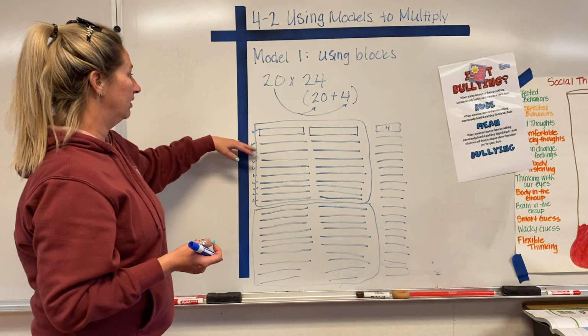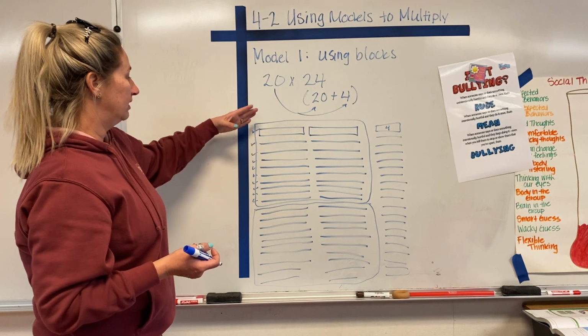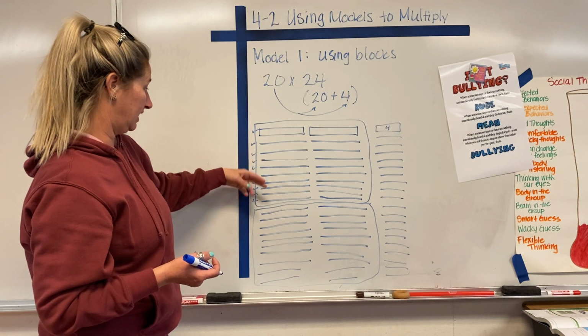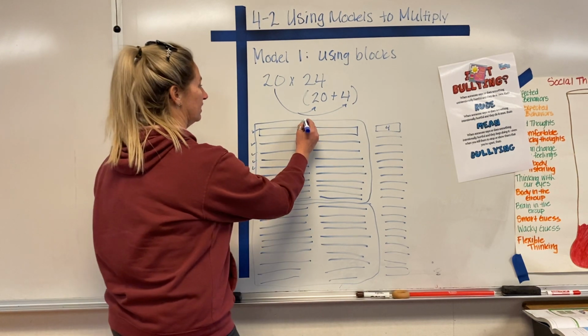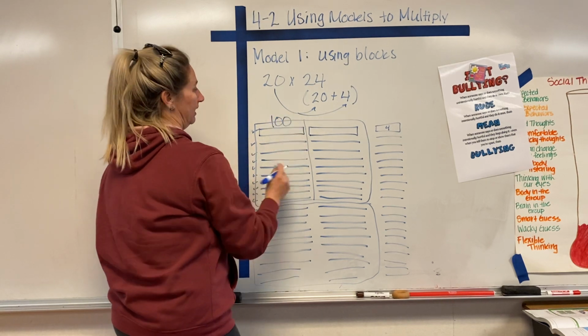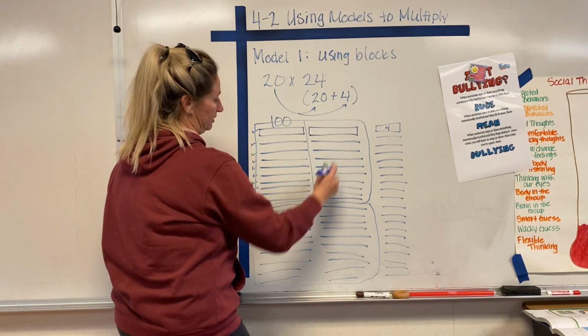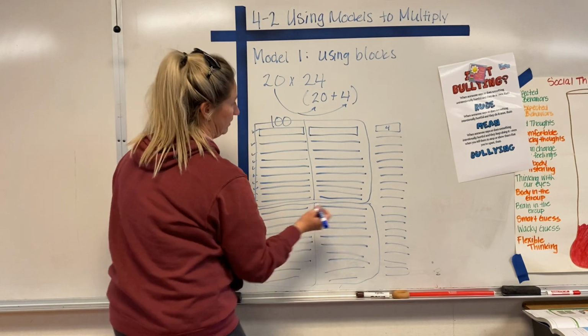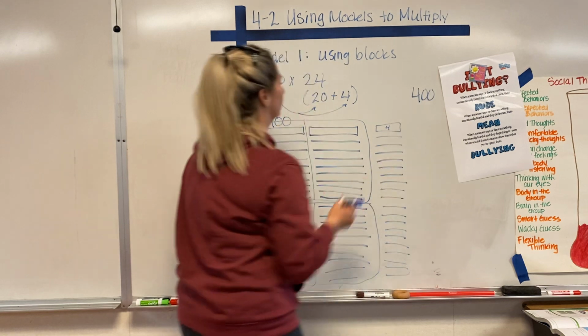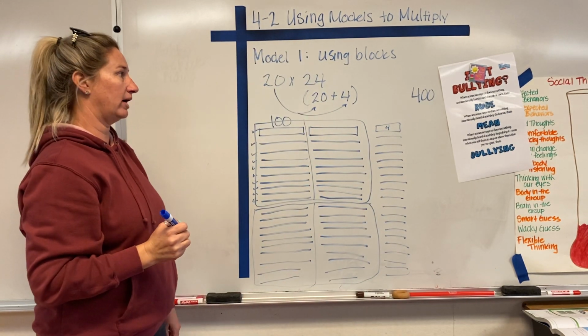Okay, so 10, 20, 30, 40, 50, 60, 70, 80, 90, 100. So if this is 100, right here, and I have 4 of them, 1, 2, 3, 4, that's 400. So I've got 400 for my 20 times 20, all right?